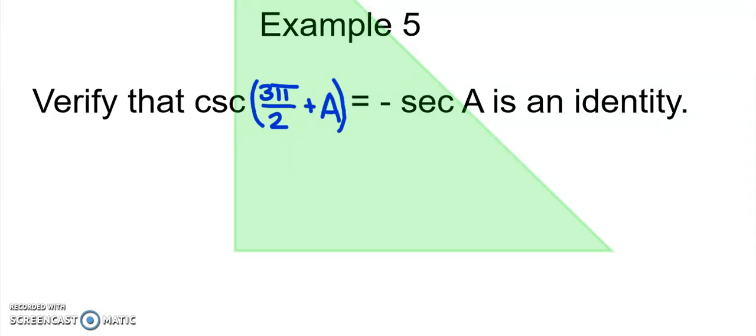All right, the last example again. Example 5 is the last example for this section of sum and difference identities.